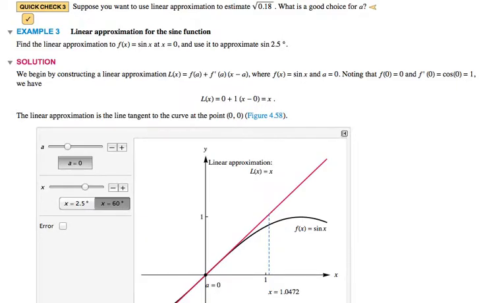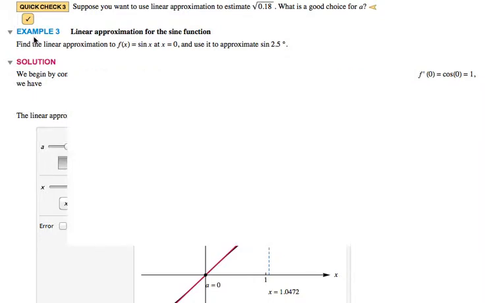So let's take a look at our third quick check. Suppose we want to use a linear approximation to estimate the square root of 0.18. What's a good choice for a? Quick check 3 asks us, suppose we want to use the linear approximation to estimate the square root of 0.18. It says, what's a good choice in this case for a?